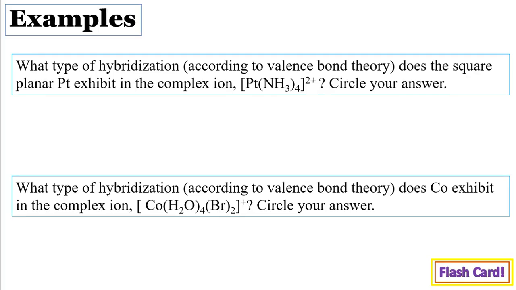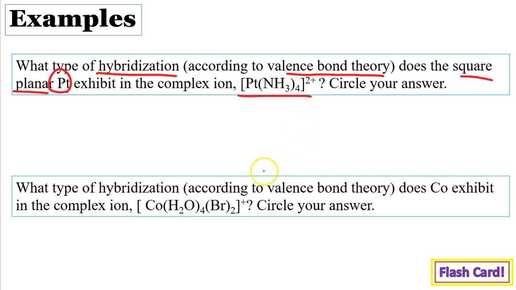Okay, so first you want to read the question, and then you want to pull out any words that can help you connect the material. So this says, what type of hybridization, according to valence bond theory, does a square planar platinum exhibit in the complex ion Pt(NH3)4 2+?